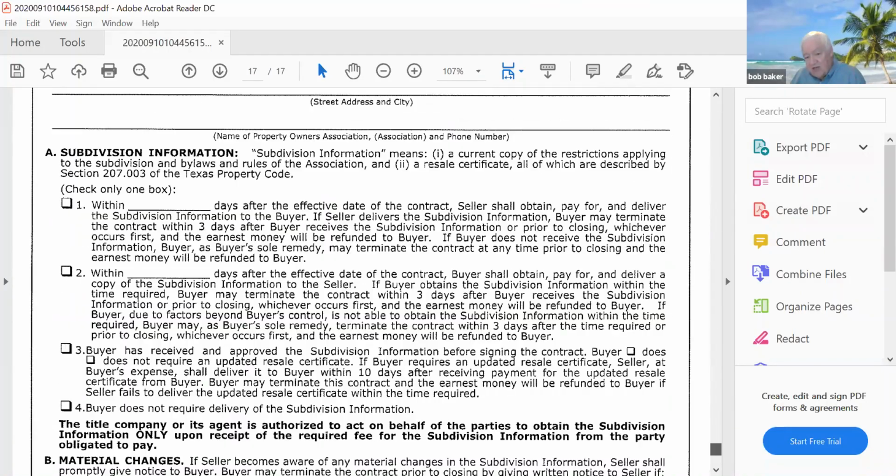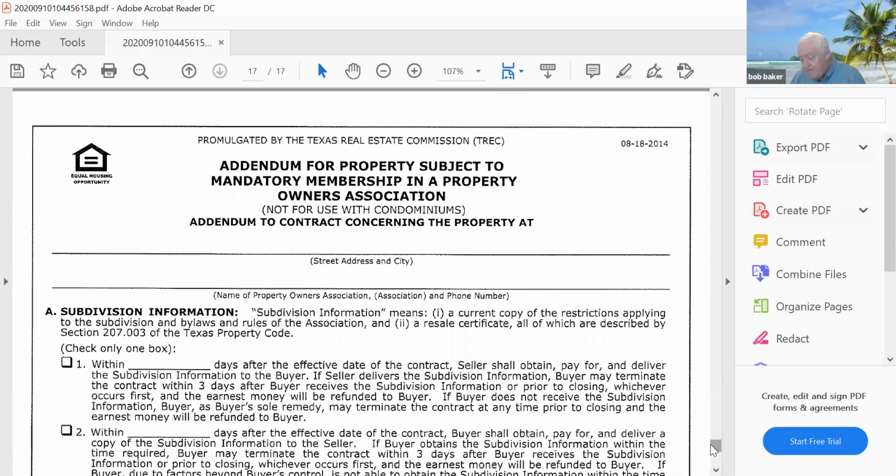Now let's deal with property that's located in a subdivision in which you're required to join a mandatory HOA. So question 11, how long should the seller be given to provide the subdivision information if A1 is chosen on the mandatory HOA addendum? How much time should we give the seller?